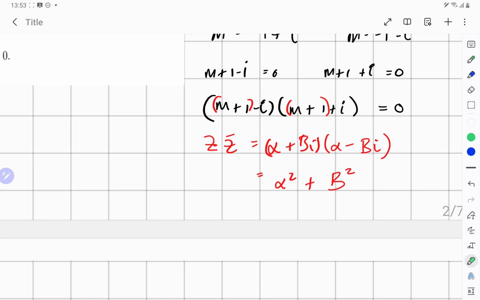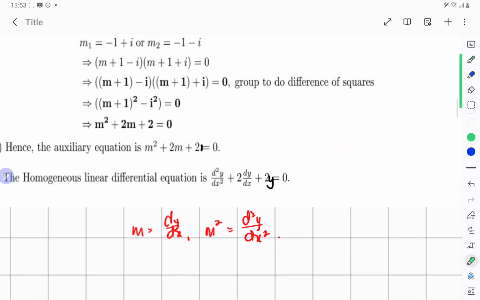Now, very important what I do here, I create my own bracket around the equal terms. So I have m plus 1 minus i, m plus 1 plus i. Very important there. What you can do then, you see immediately it's difference of two squares. So we have m plus 1 squared and we have minus i squared. Minus i squared is 1.